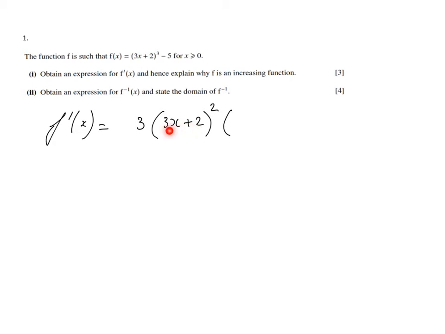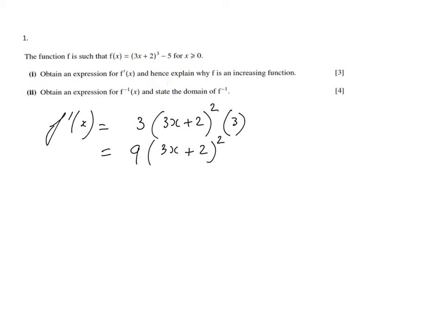So the derivative of that expression on the inside of the brackets. And the derivative of 3x + 2 is 3. There we go. And that last term, minus 5, disappears because the constant disappears in the derivative. And if we simplify, this is going to be 9(3x + 2) to the power 2. So that's the derivative. And we just applied the chain rule there. So hopefully you were already aware of that.